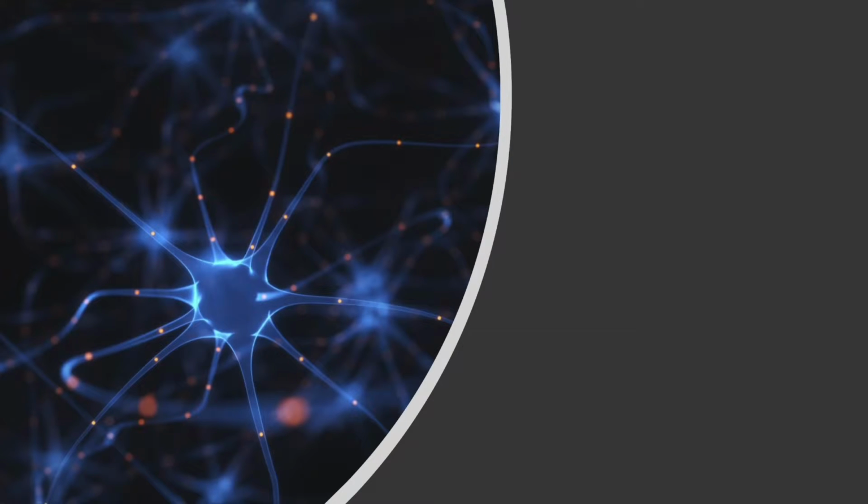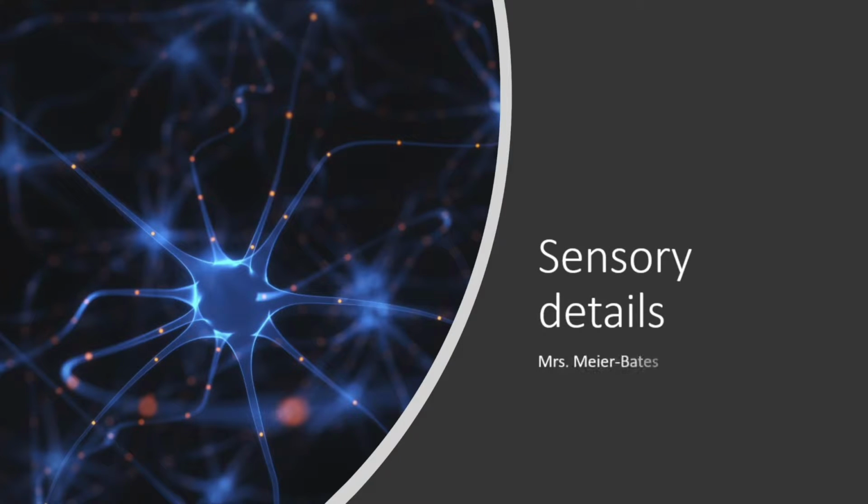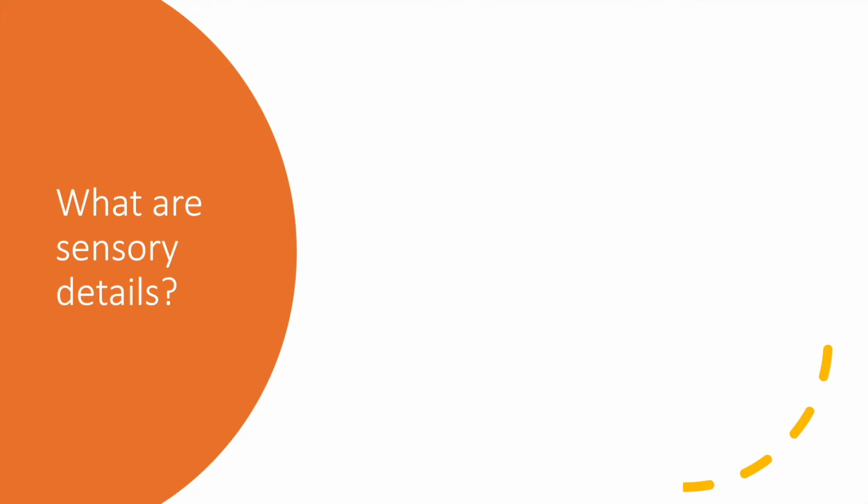All right, my lovelies, so let's begin. This activity today is going to be about sensory details. I know you can't see me at the moment, but my name is Mrs. Meyer Bates, and this is Dual Language, English Language Arts 5, and we are currently in Module 2.